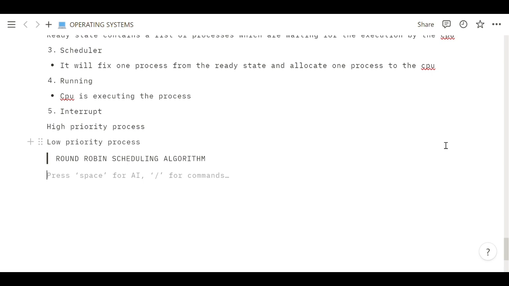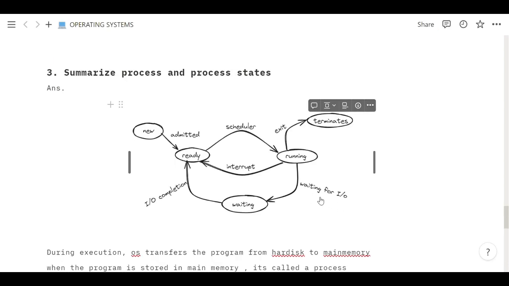Before going to the next state, I suggest you write the definition of the round-robin scheduling algorithm so that the evaluator will feel the answer is better. Let me write the definition. Here, every process will be executed for a particular time period. This is nothing but the round-robin scheduling algorithm. Waiting for input output: every process needs an input, right? For the next operation, they need an input or output. The process running in the CPU will need an input and output operation.